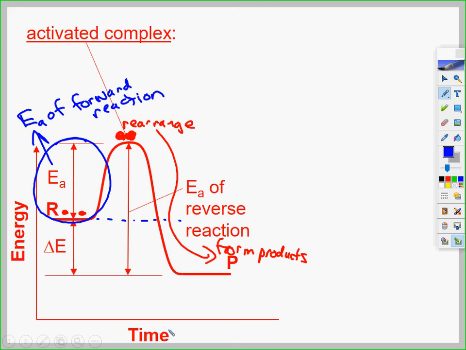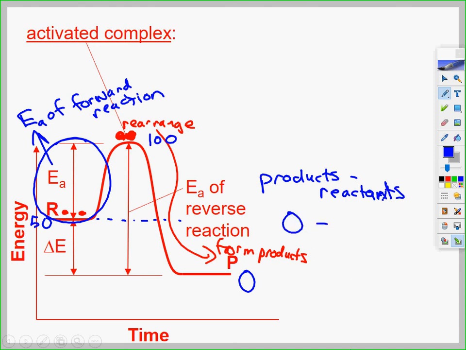All right, let's put some numbers. Let's put a 0, let's put 100, and a 50. If I was to ask you thermochemically speaking, I always do what minus what for thermochem? Products minus reactants. So if I do products minus reactants here, I have 0 minus 50. What do I get? Negative 50, meaning heat given off.